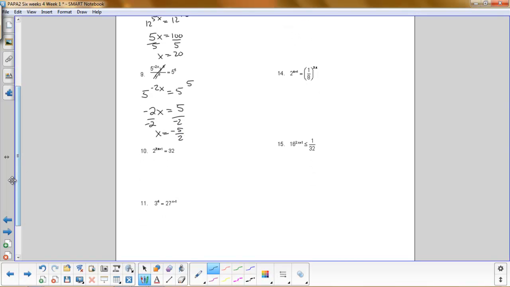Alright, now we're getting into some problems where the bases have changed. They are no longer the same. So I'm going to look at the smaller of the two bases. I'm going to look for a way to turn the large number into the smaller one. And it just so happens that it's 5. So 2 to the 2x plus 1 equals 2 to the 5th. Now it's identical to the one prior. 2x plus 1 equals 5. Subtract your 1 and divide by 2. And that gives you x equals 2.